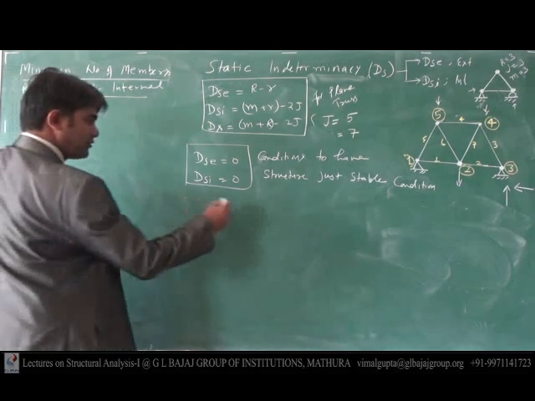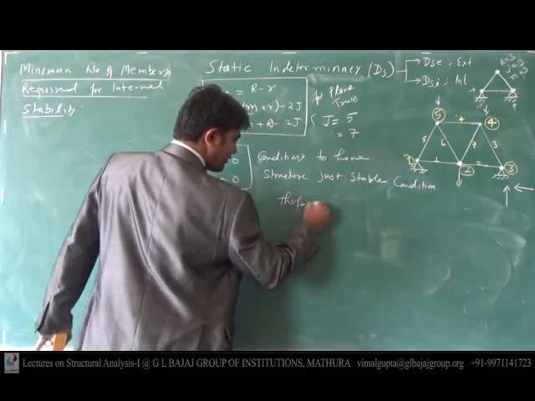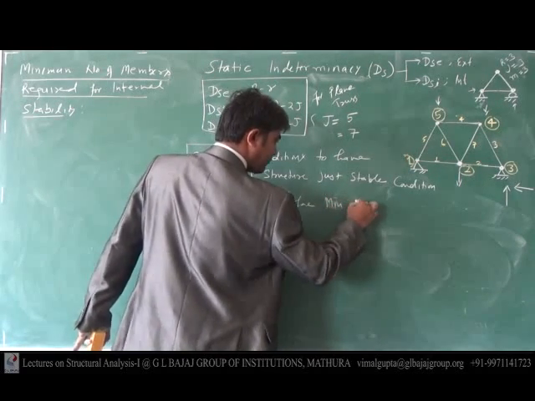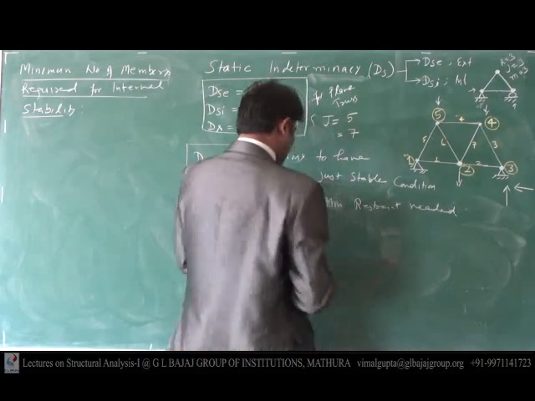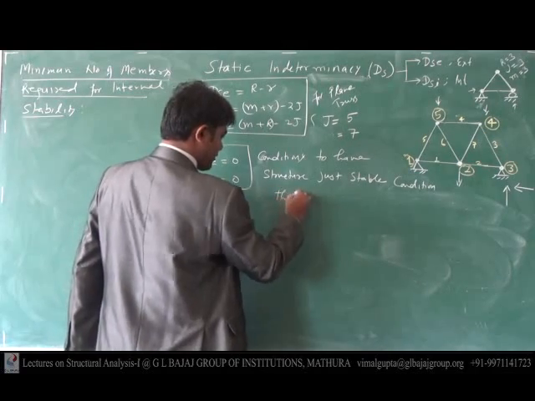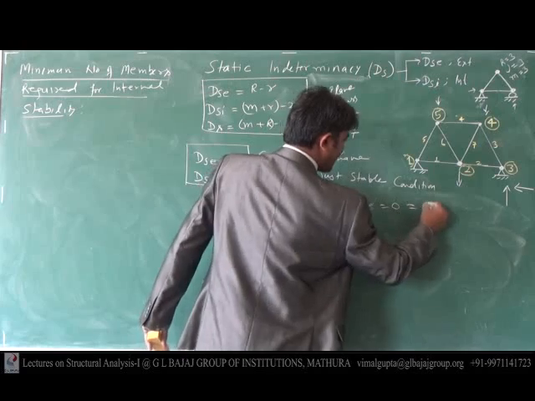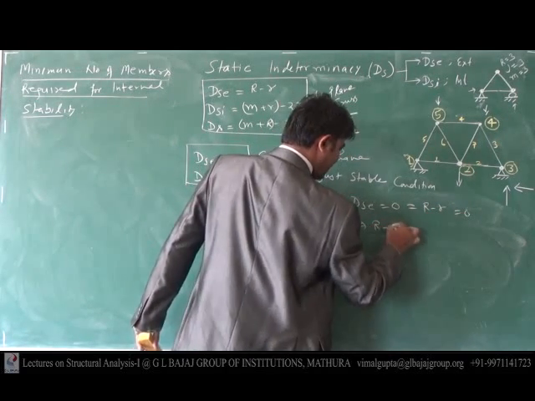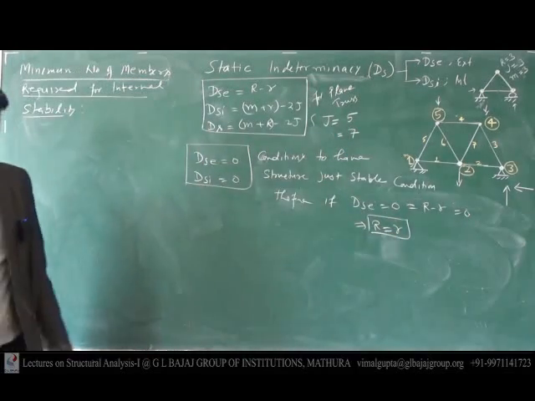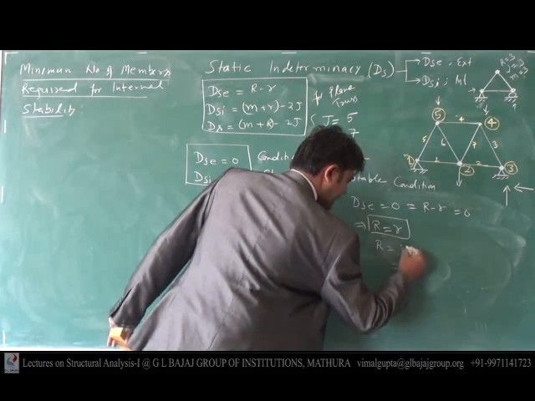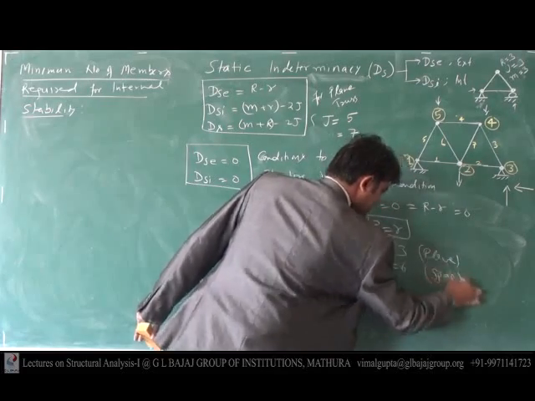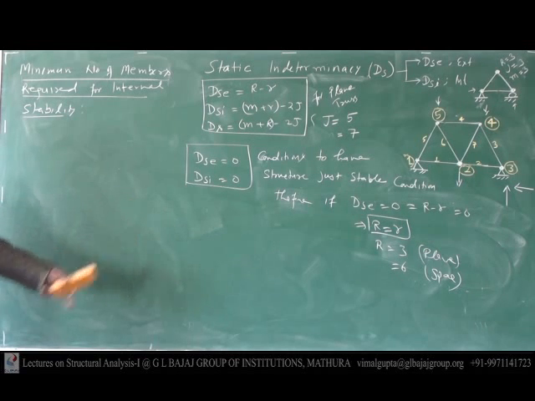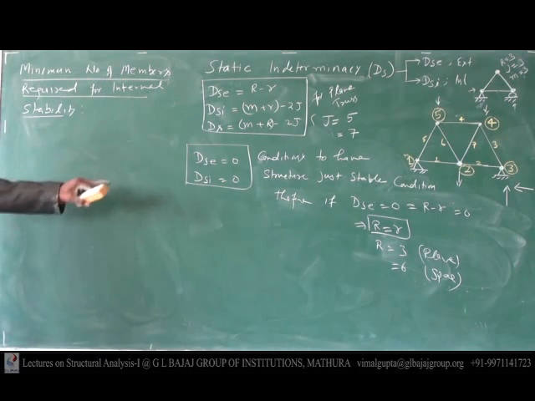Therefore, minimum restraints needed: if ds equals 0, meaning capital R minus small r equals 0, then the value of capital R equals small r. And the value of r you know very well: capital R is equal to 3, small r equals 3 for a plane, and 6 for space. Capital R was the applied restraint.